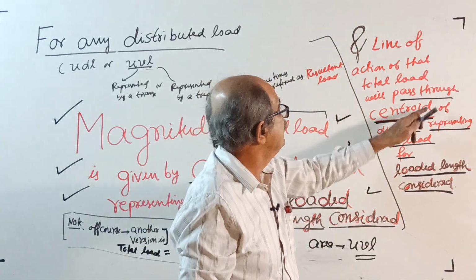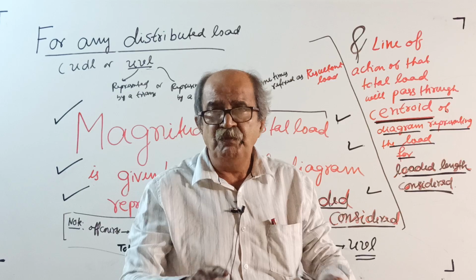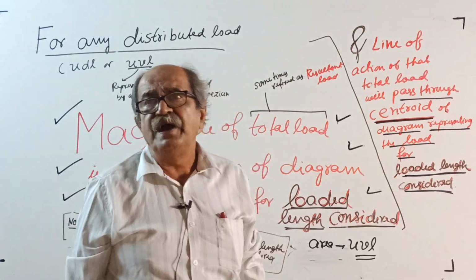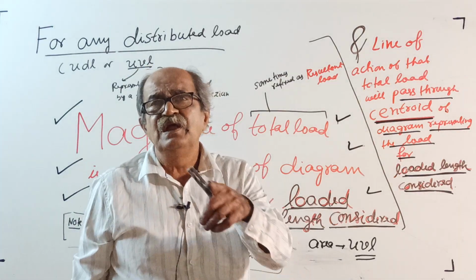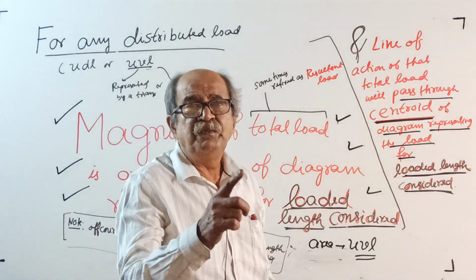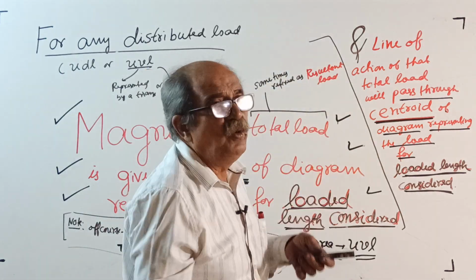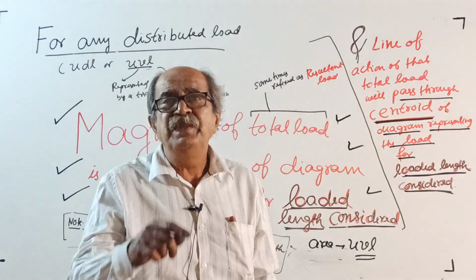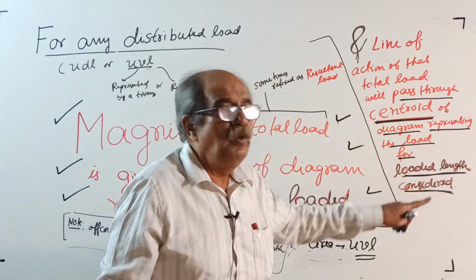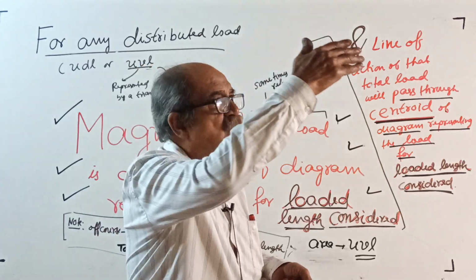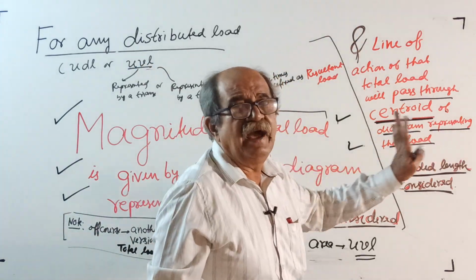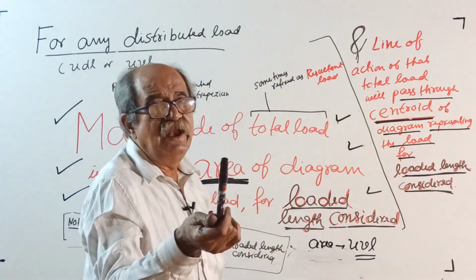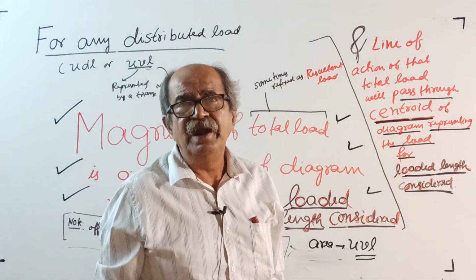That means you write here, for uniformly varying load, make a note: whenever you want the total load, find the area for the loaded length considered. And suppose you want to know where that load is acting, what do you do? Locate the centroid of that load diagram only for the loaded length considered. The total load will pass through the centroid of the diagram. Okay, this is the most important. Now I will rub this out and tell you the importance of loaded length considered.